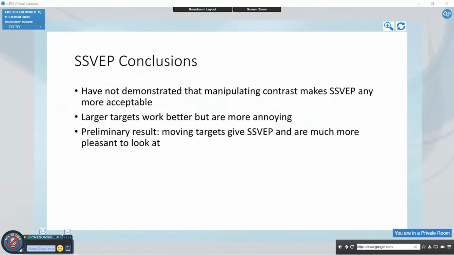Actually, I need to correct what I said earlier. The contrast did not make the SSVEP any more acceptable to subjects, but it still, I believe, worked. Actually, Hakeem can correct me on this. He's right in the room. So larger targets work better, but they are more annoying to people. And then the preliminary result is the moving targets give the same SSVEP or something like it and are much more pleasant to look at.